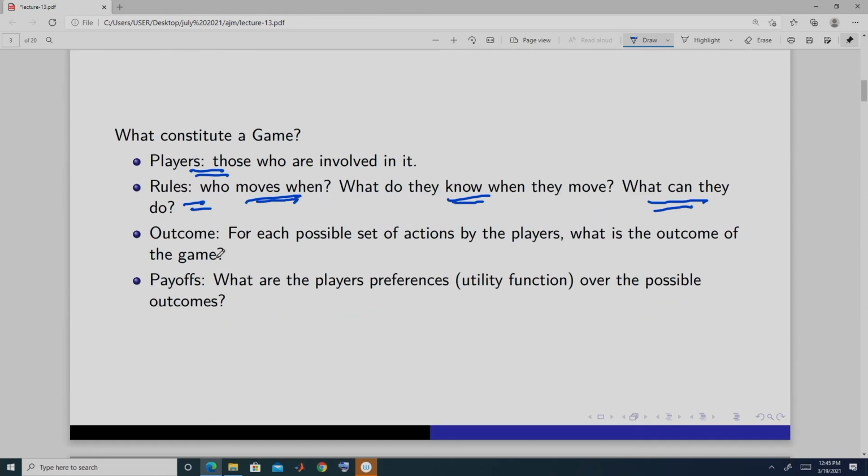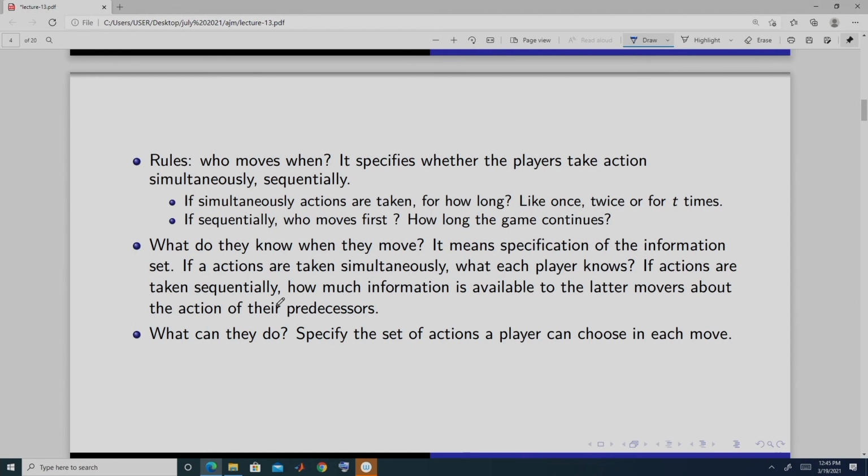Okay? So, those are the outcomes, and then we have to define the payoff: if I win, what do I get? If I win, I get a lot of satisfaction. So, we have to define the utility function. Okay? So, mainly a game constitutes this. When we say rules, when we say who moves when, it specifies whether the players take action simultaneously or sequentially. A little bit later we will see what we mean by decisions taken simultaneously.